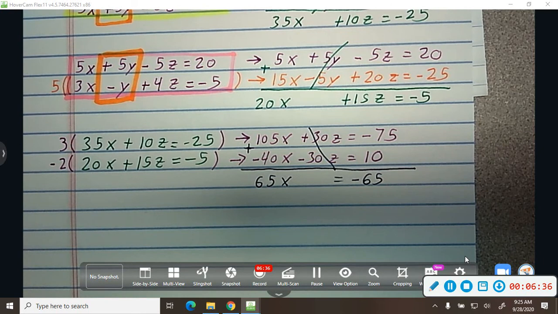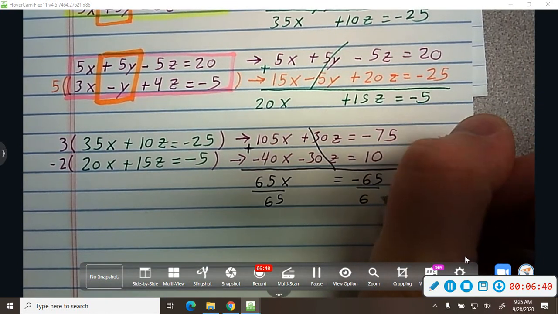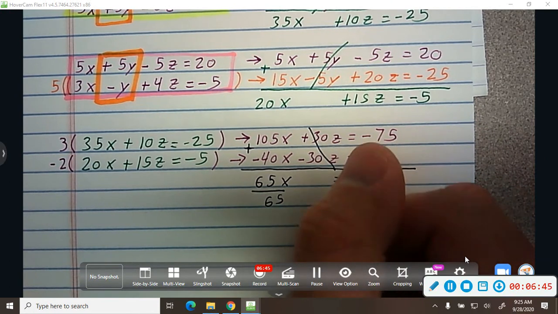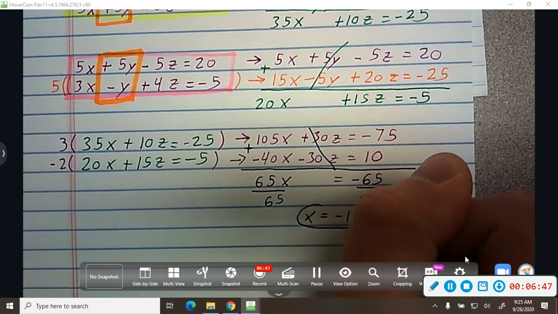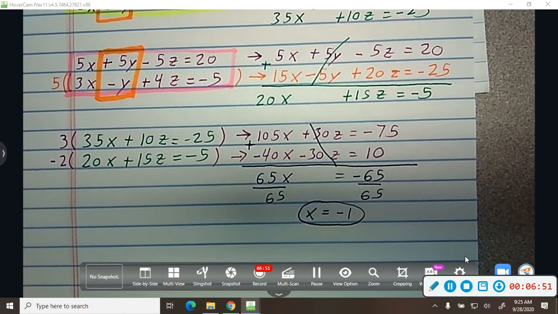Divide both sides by 65. And we get x is negative 1. So I got one of my three variables. I know x is negative 1, or at least I think it is. It's very easy to make a mistake in this. Okay, so that's why at the end it's very important that you check your answer.